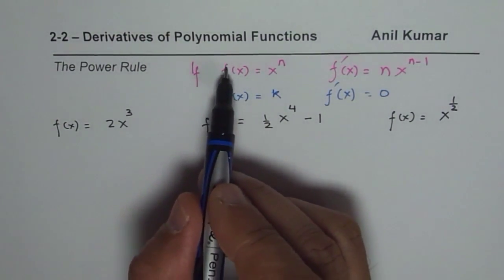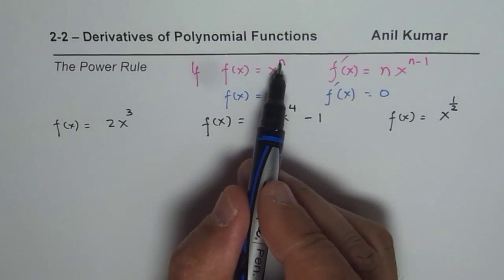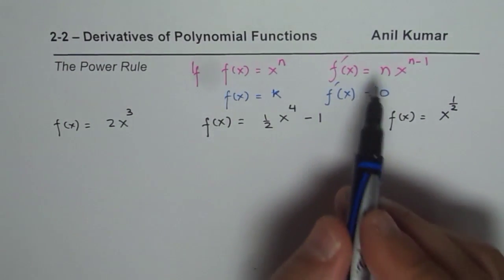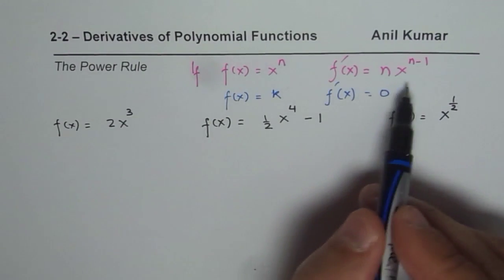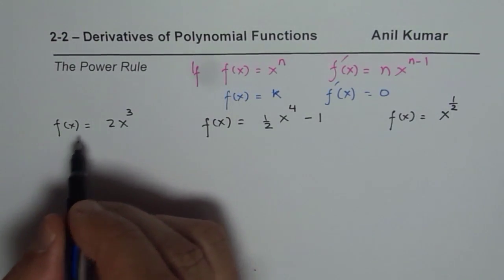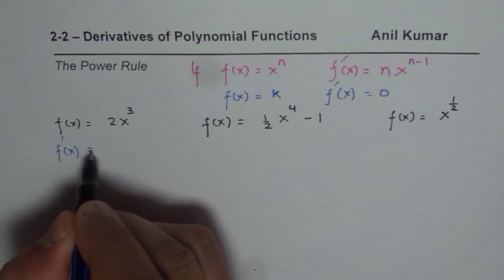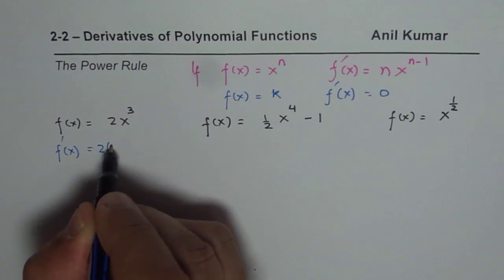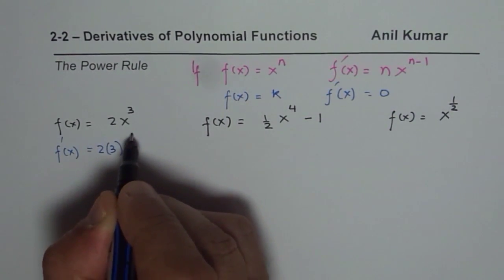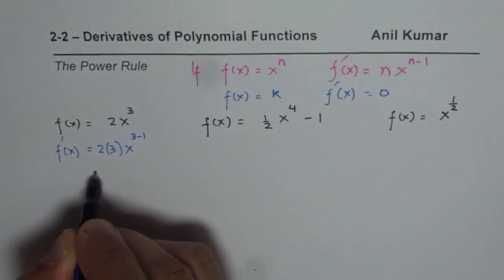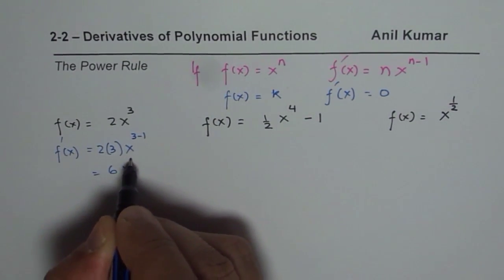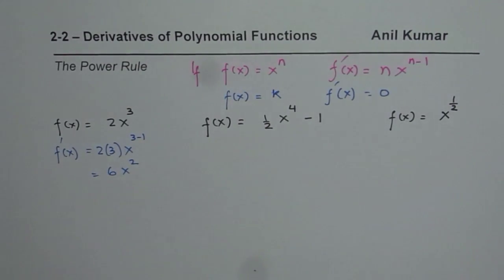When I say f of x is equal to x to the power of n, its derivative is n times x to the power of n minus 1, so this number comes here. So we'll say f dash x, that means the derivative of this function, is 2 times 3. So we'll write 2 times 3 x to the power of 3 minus 1. That is 6x squared. So that is the answer for this one.